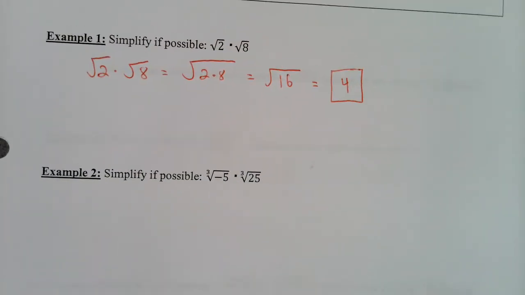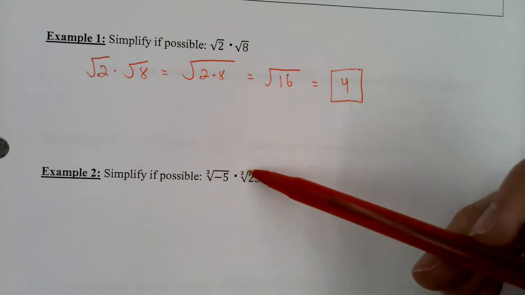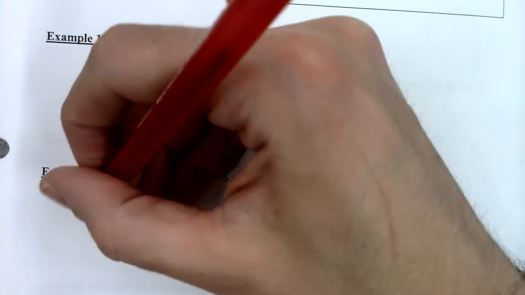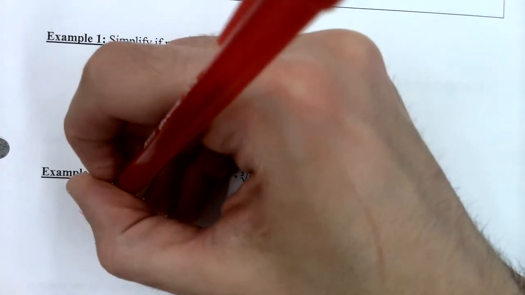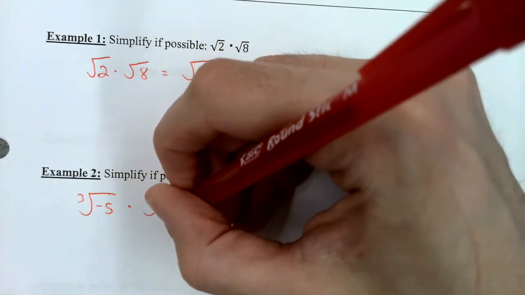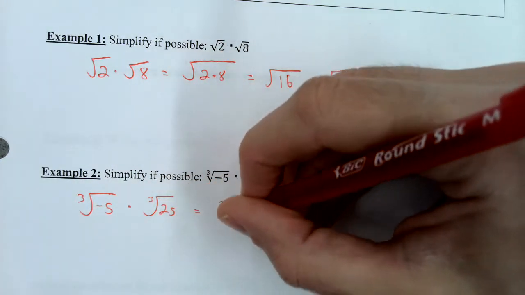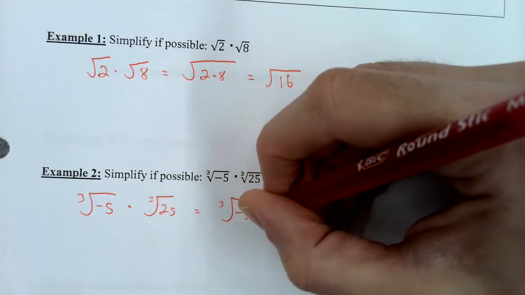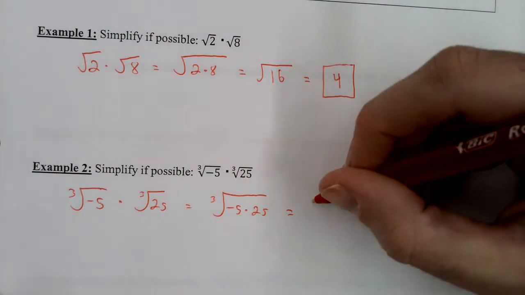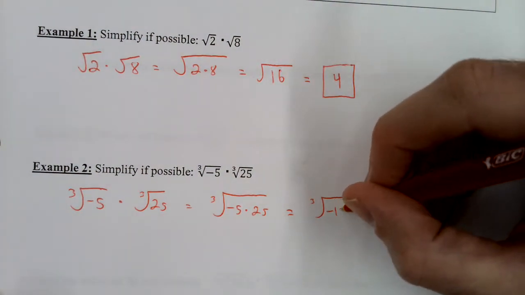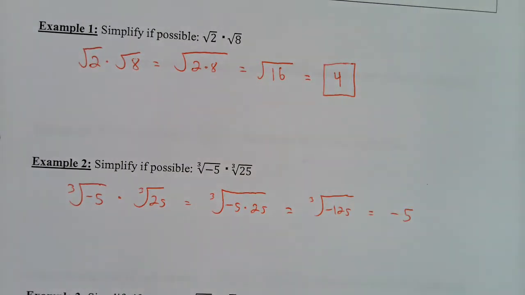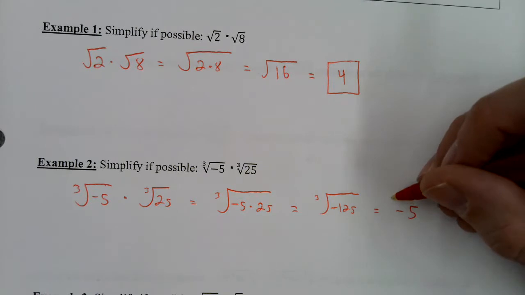Simplify if possible. Again, the index is the same, or else you cannot do this. But we have the cube root of -5 times the cube root of 25. So this is going to be equal to the cube root of -5 times 25, which is the cube root of -125, which equals -5, because -5 times -5 times -5 is -125.